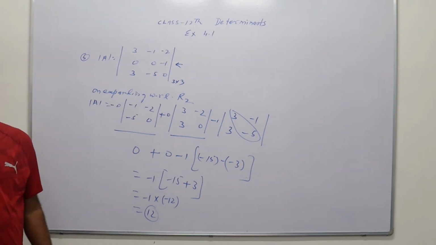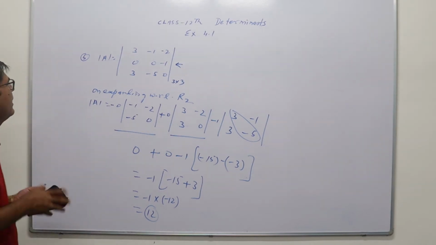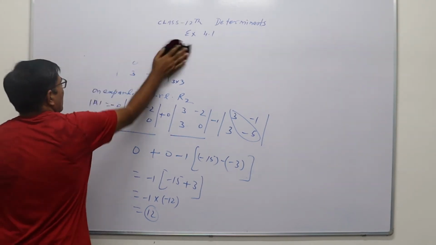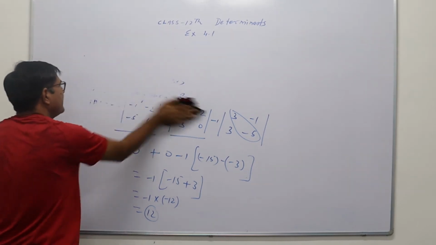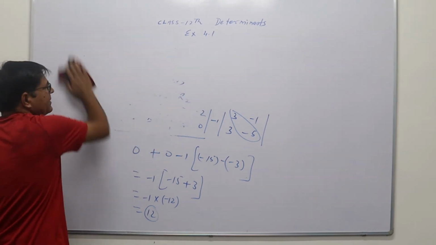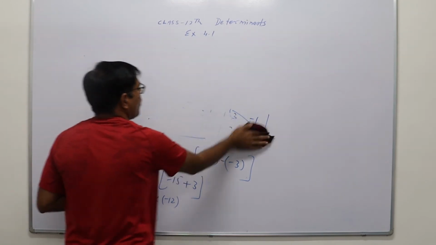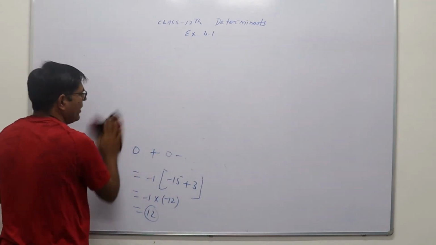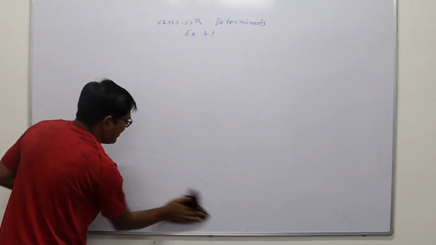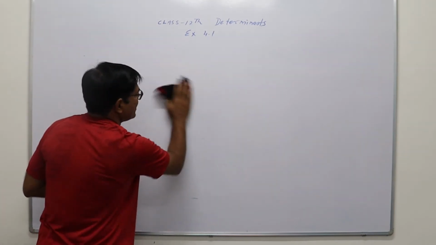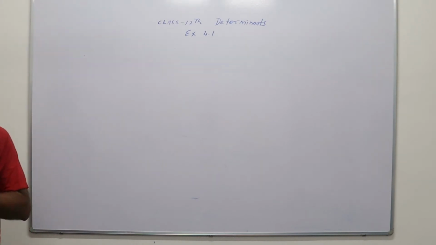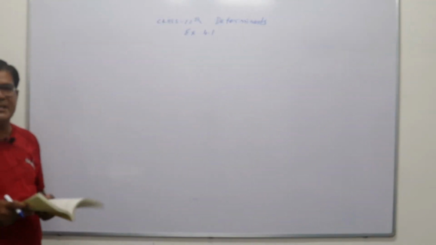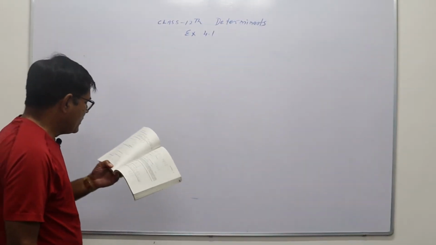So this is the determinant of 3 cross 3. You can expand with respect to any row and any column. The numerical value will always remain the same if your calculation is correct. But we have to expand with respect to that particular row or column in which the maximum number of elements are 0.